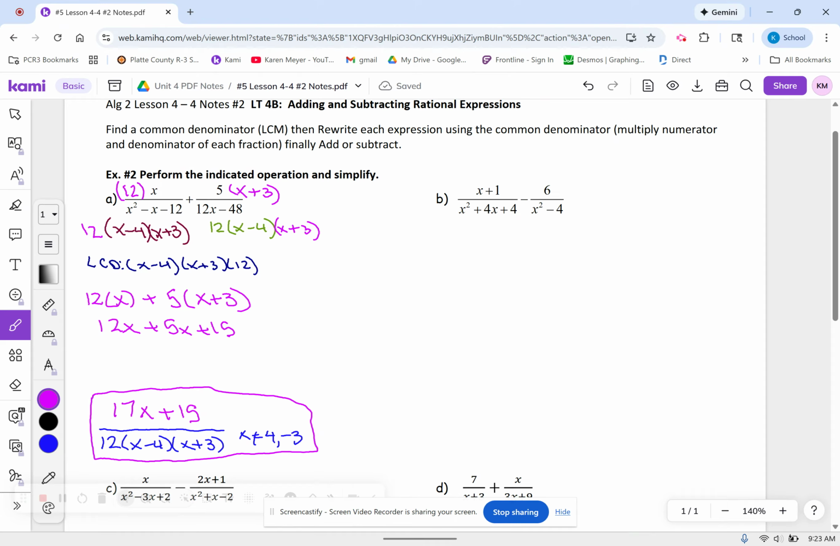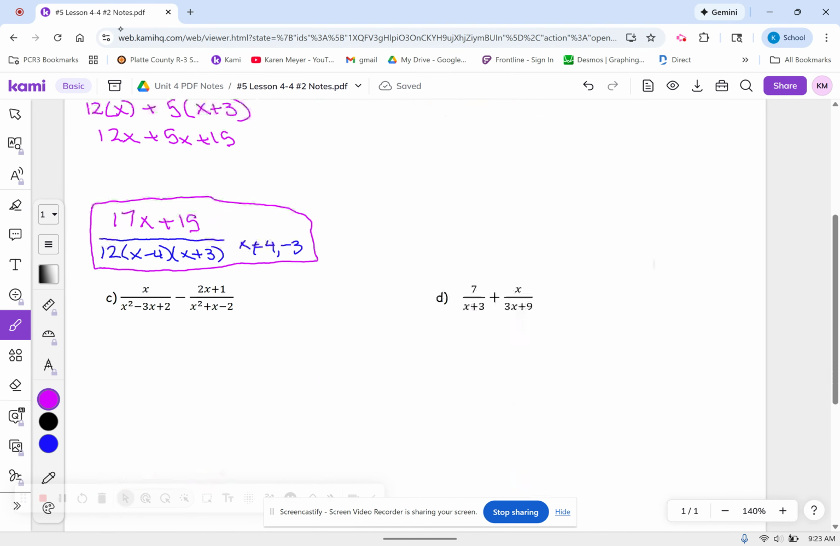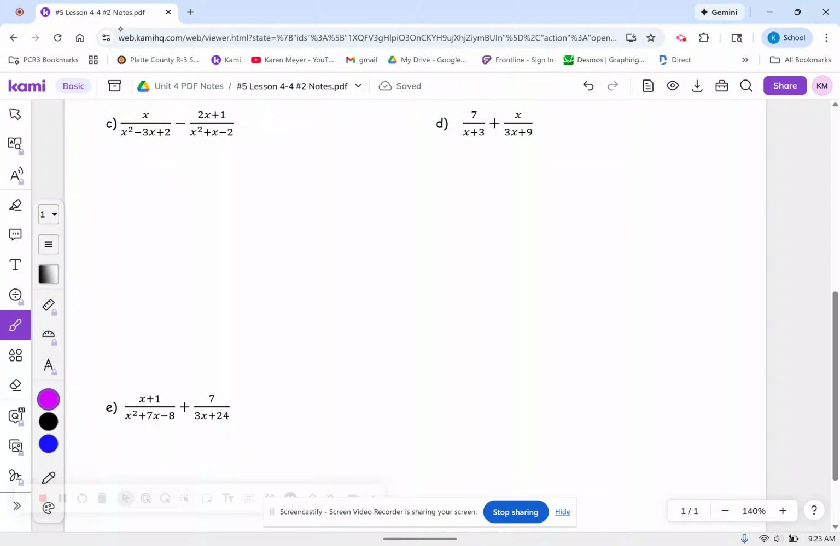Okay, we're going to skip around on the notes and go a little bit out of order. So let's jump ahead and then we'll come back. Let's go to D. If I look at D, x plus 3, I can't do anything with x plus 3, so I'm going to leave that denominator alone. But the other denominator, you should be thinking that has a GCF. So I'm going to take out a 3, and that gives me x plus 3.